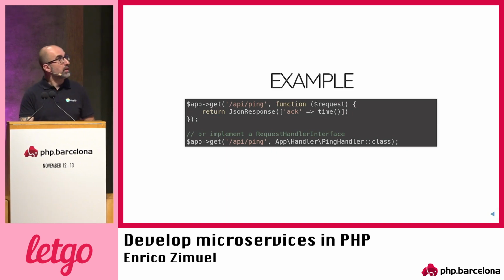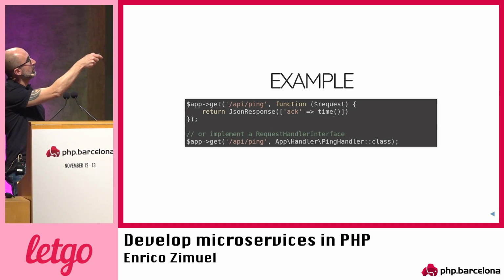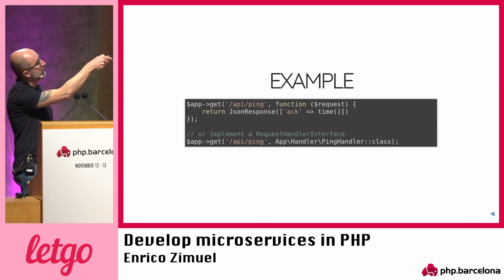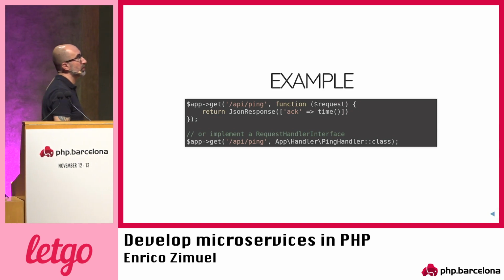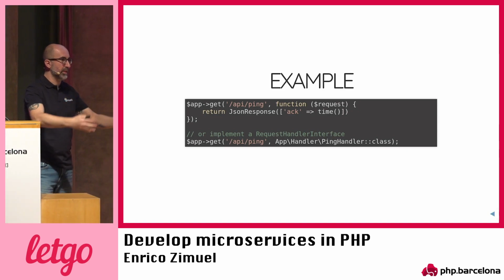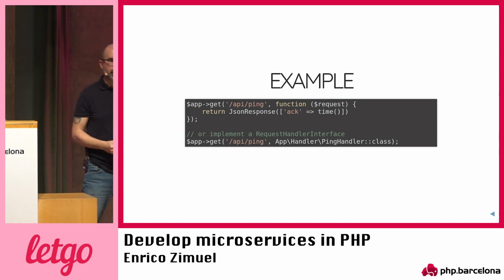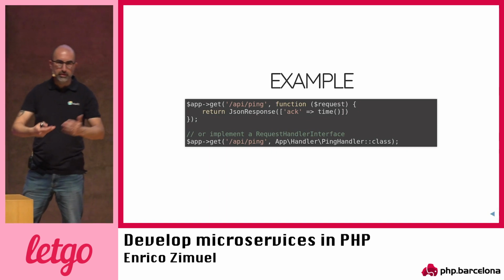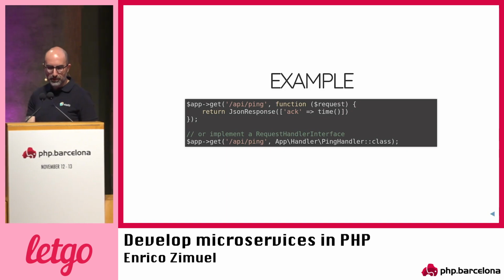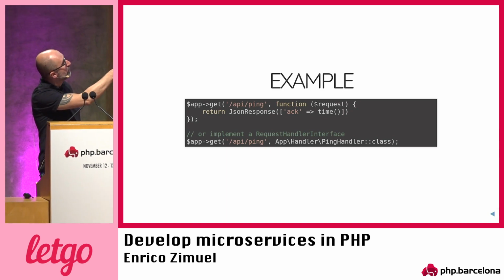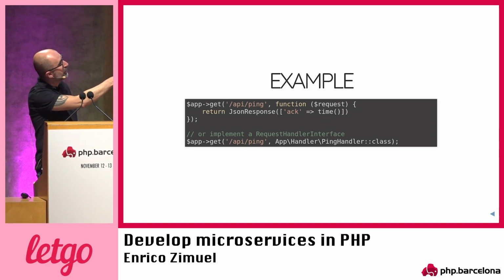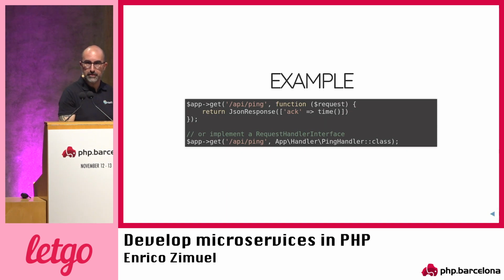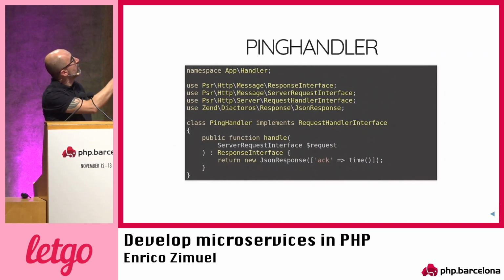Of course, this is just a toy example. In a real production system, you don't use anonymous function. You want to use a class that implements the PSR-15 interface that provides you the response, but the idea is the same. So instead, as a second parameter, as you can see, you can even specify the name of the class that implements the interface for managing the middleware, and that's it. So this is PingHandler, and this is the PingHandler class.